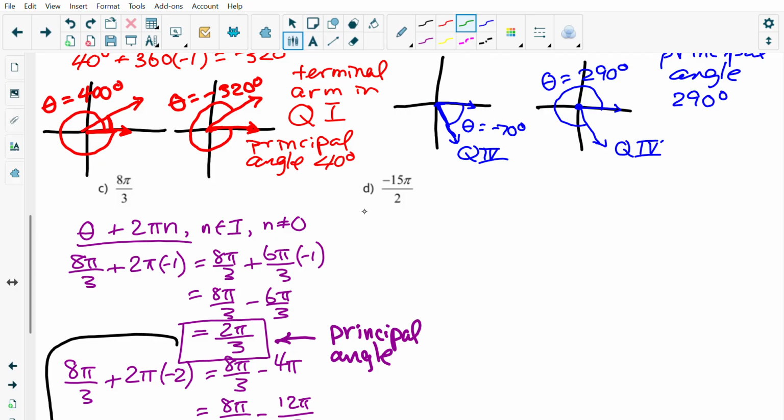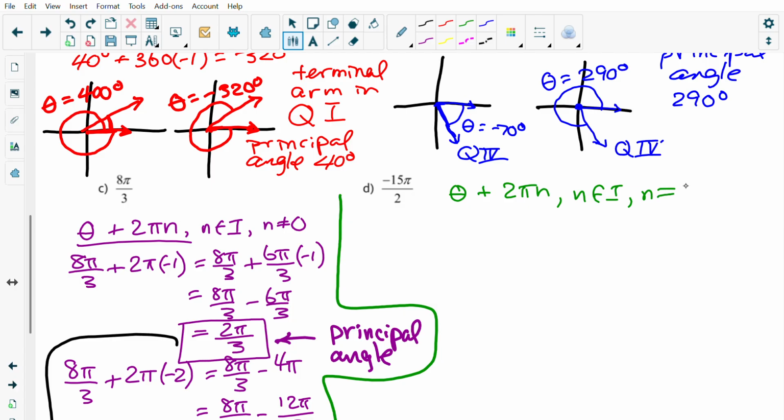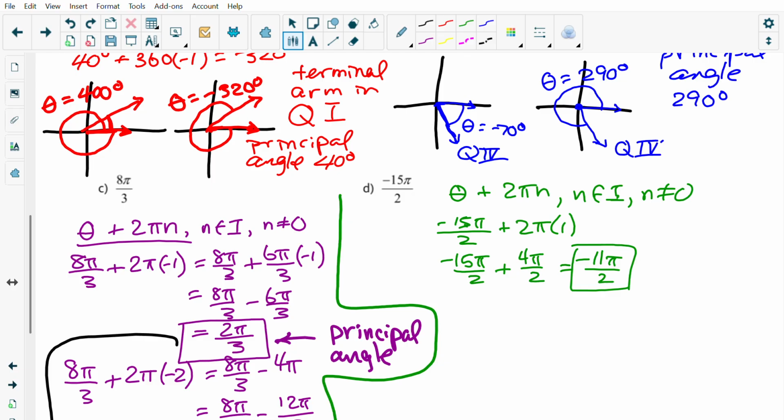One more, folks. Negative 15 pi over 2. Ooh, okay. Let's do this one. Theta plus 2 pi n, where n is an element of the integers and n does not equal 0. Negative 15 pi over 2 plus 2 pi times 1. That's negative 15 pi over 2 plus 4 pi over 2, and that equals negative 11 pi over 2. Let's put a box around that.